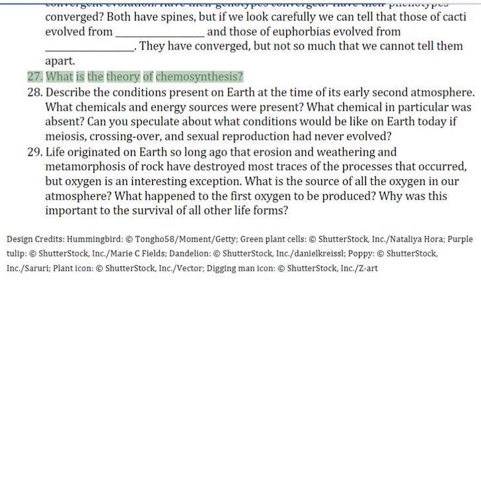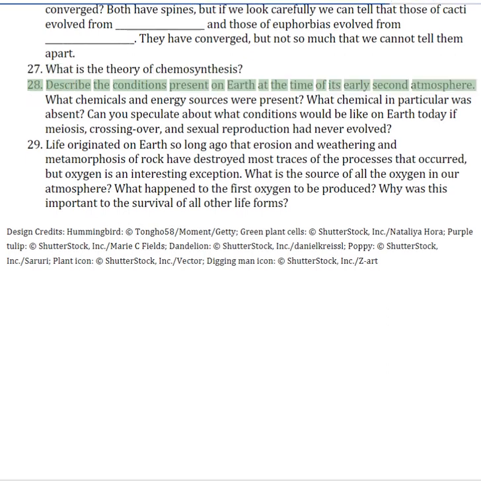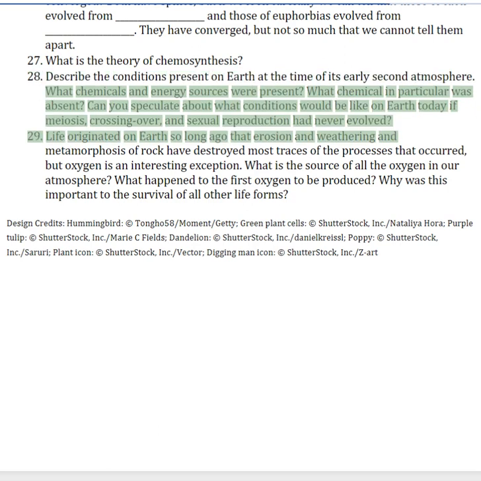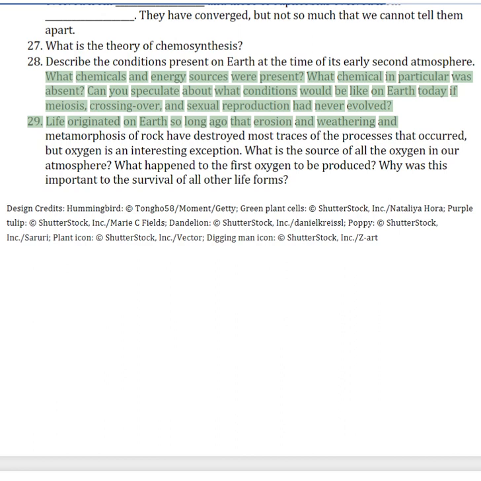27. What is the theory of chemosynthesis? 28. Describe the conditions present on Earth at the time of its early second atmosphere. What chemicals and energy sources were present? What chemical in particular was absent? Can you speculate about what conditions would be like on Earth today if meiosis, crossing over, and sexual reproduction had never evolved?